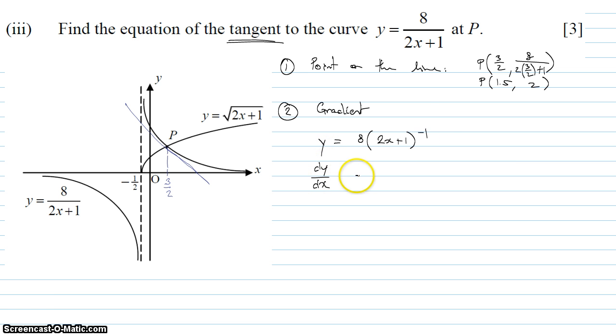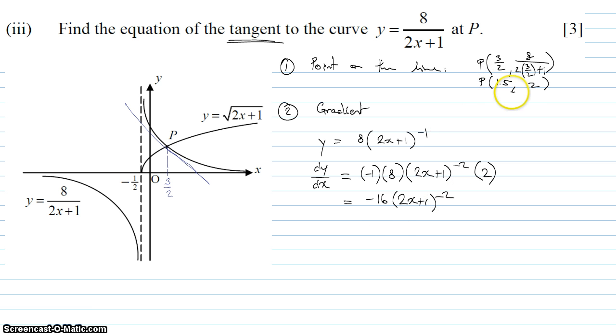Well, I decrease the power by 1. So I bring the power down, so minus 1. The 8 is still there. And then I get (2x plus 1) to the negative 2. And then I have to differentiate what's on the inside, so I have a 2 here as well. So all this becomes negative 16 times (2x plus 1) to the power of negative 2.